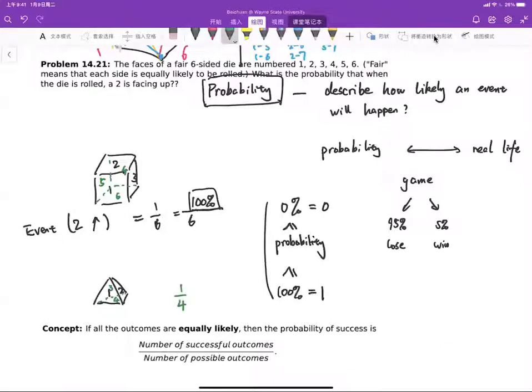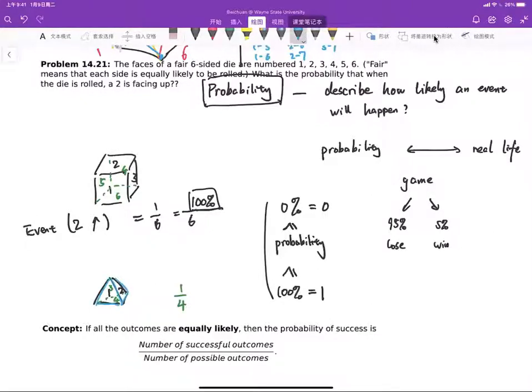Because in this case, every side is, what is the name of that triangle? Pyramid? So basically every side is equal for that triangle. It's called equilateral. Anyway, basically we know that every side is equal for this die.